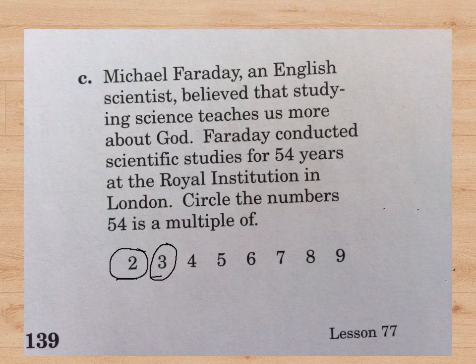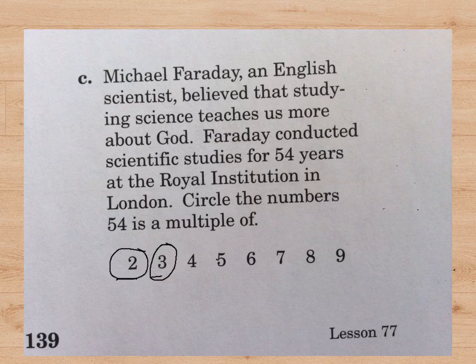Let's look at 5 now. The rule for 5 is the number has to end in a 0 or a 5 in order for it to be a multiple of 5. Well, 54 ends in a 4, and that's not 0 nor is it 5, so 5 is not one.